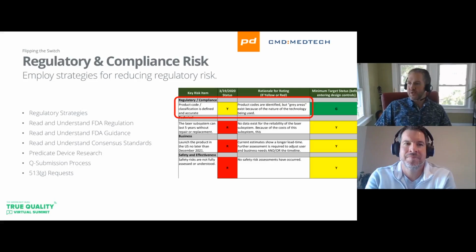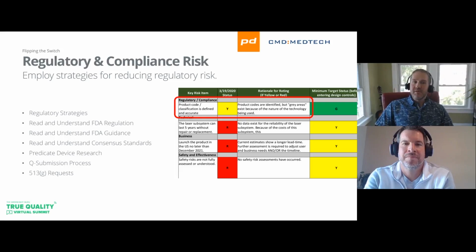So we're going to start with regulatory and compliance risk. When I say regulatory, I mean regulations. If we're talking about the US, this would be 21 CFR 820, for example. In the EU, it would be the MDR, the Medical Device Regulation. And compliance would be primarily compliance to international standards like ISO 14971, IEC 60601, things like that.